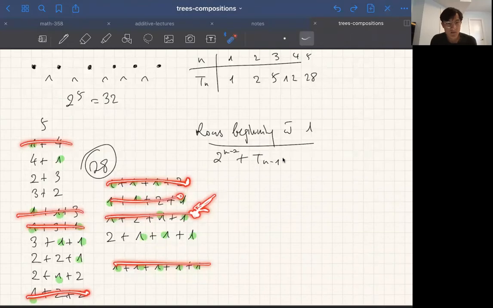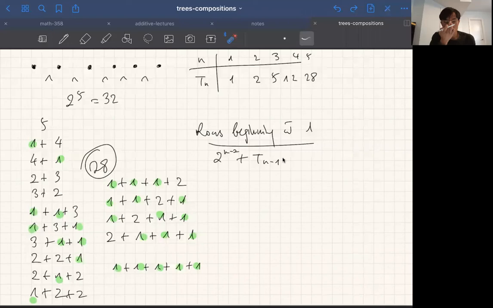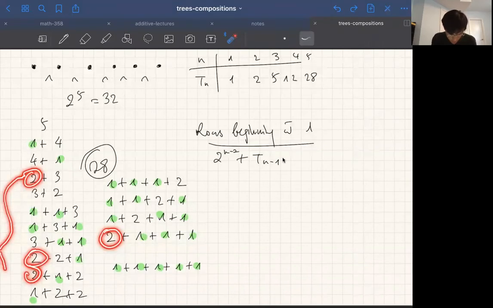If we don't start with a 1, then those are ones in all compositions of... oh, huh. I really did this badly, because let's look at the ones that start with a 2. There should be 4 of them, right? Because that's 2 to the... so there are 4 of them. And these are all the compositions of 3.